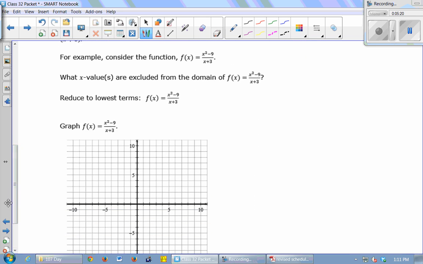So here's an example. If I have the function x squared minus 9 divided by x plus 3, what values will make the denominator of this function 0? Negative 3. So you might think there's a vertical asymptote at negative 3. However, when you look at that numerator, it factors to x plus 3 times x minus 3. And then x plus 3 over x plus 3 is 1, and we're just left with x minus 3. And what does the graph of x minus 3 look like?